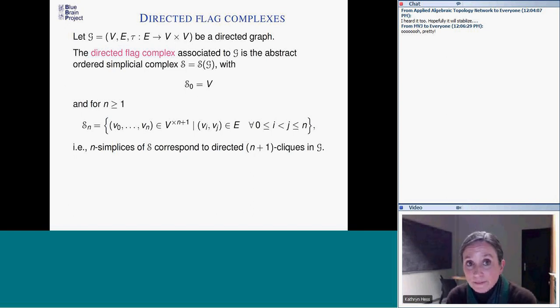So let's start with a directed graph, with a set of vertices V, a set of edges E, and then tau, which sends an edge to the pair which is its beginning and its end. So we now have a sense of direction. Associated to any directed graph like that is a directed flag complex. The set of zero simplices is just the set of vertices. The set of n-simplices will be the ordered sets of n+1 vertices such that for any v_i, v_j, where i is strictly less than j, there is an edge from v_i to v_j in my graph. To account for the sense of order this way, n-simplices correspond to directed (n+1)-cliques.